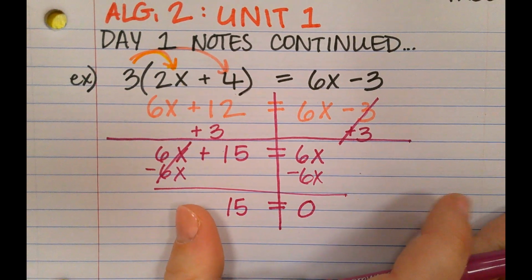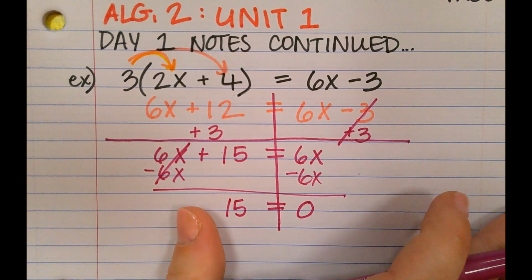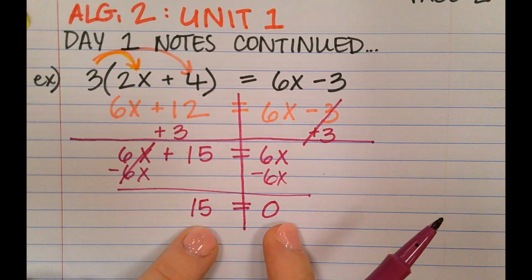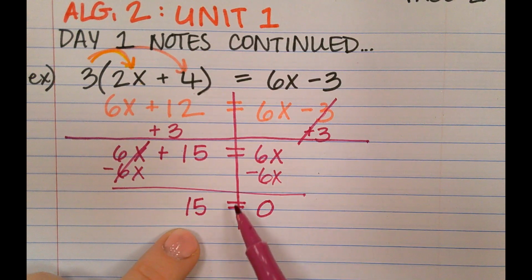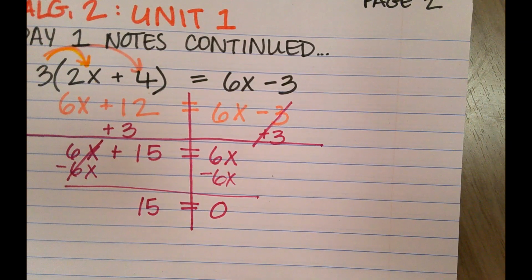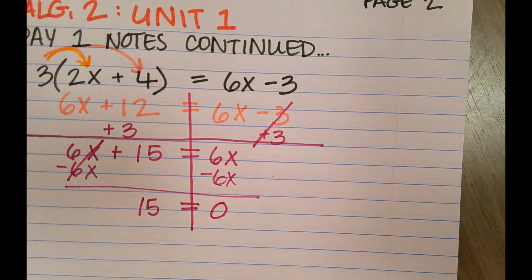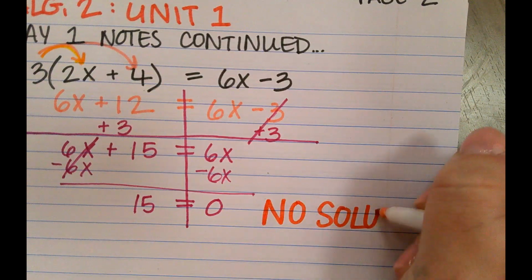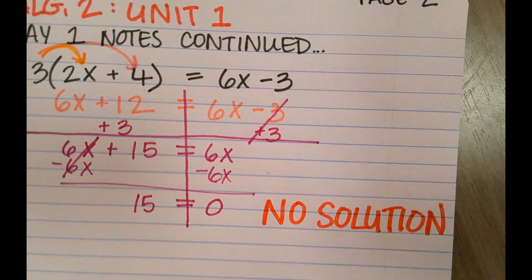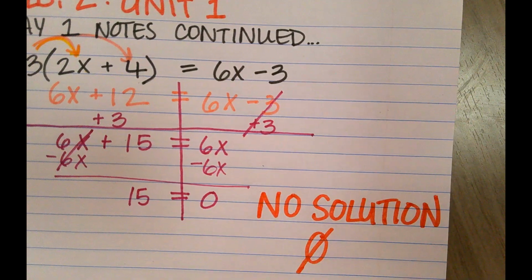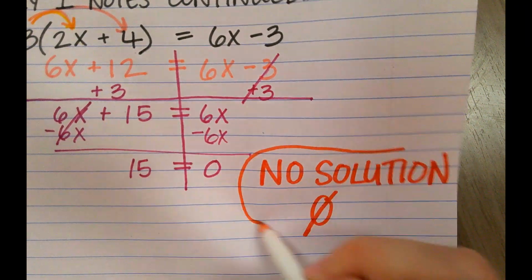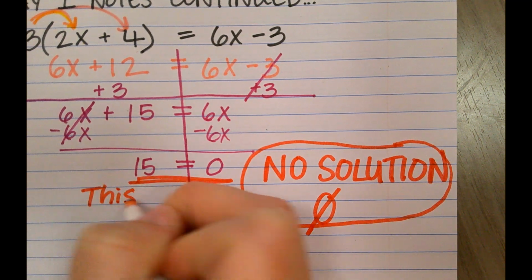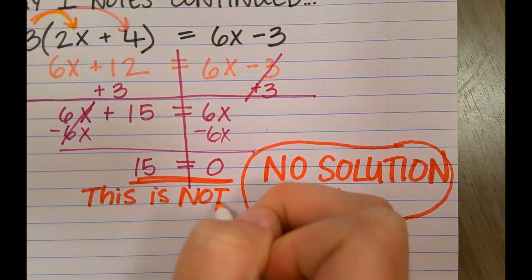So this is a case that you may run across in Algebra 2, because problems like this exist. If you come to a point in your equation where you have a number equals another number and it's not true, this is what just happened. Your answer is that there is no solution. Isn't it 0 with like a line through it? Yes, no solution, or like that. This is your answer because that is not true. So I'm going to write here, this is not true.